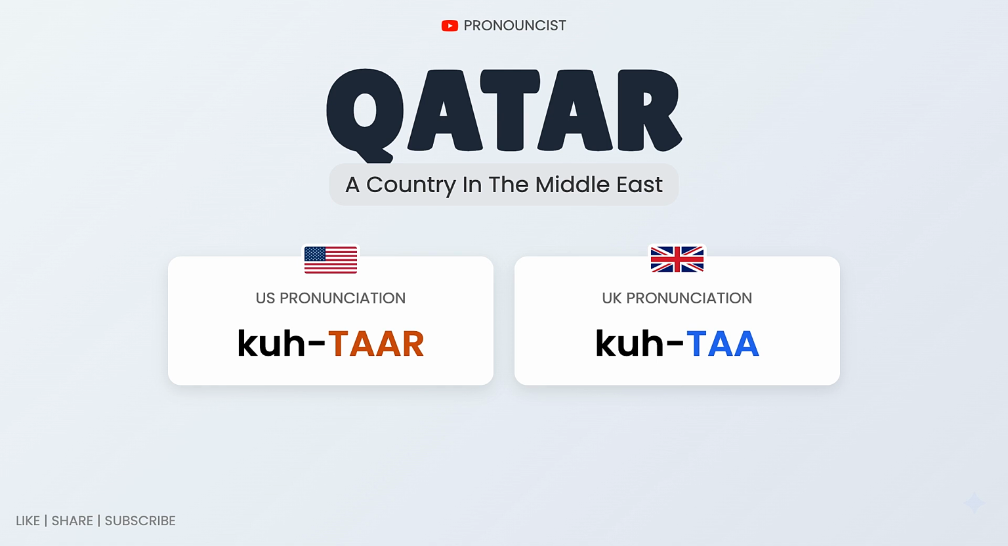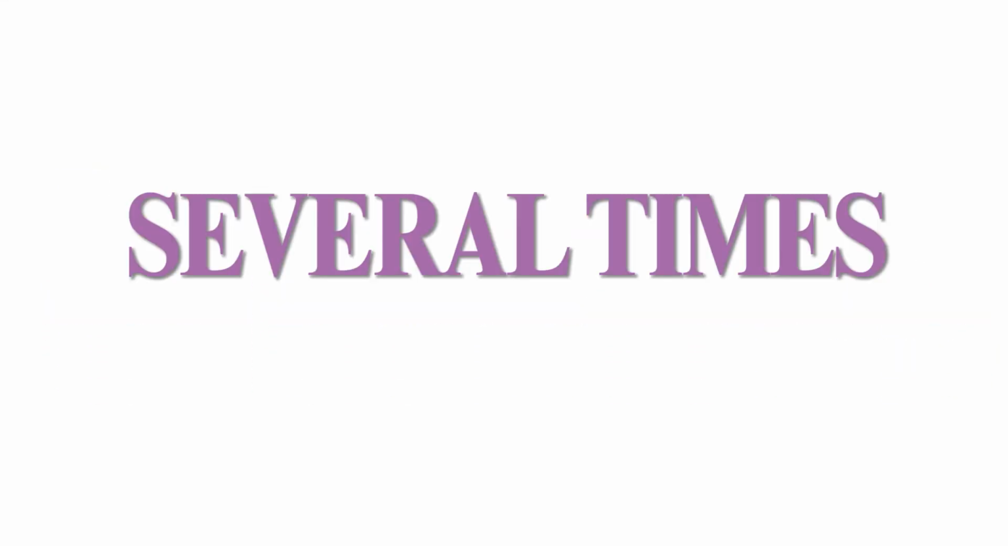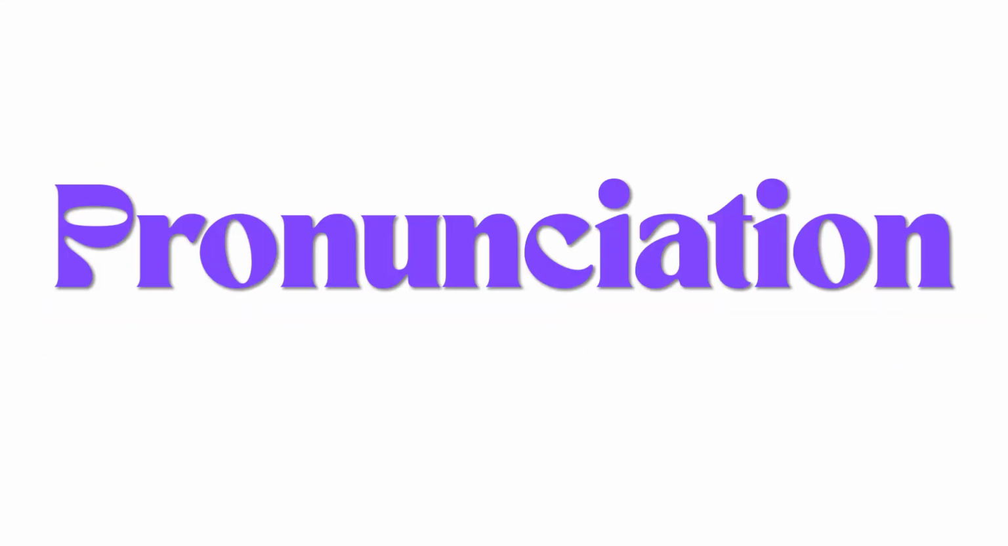Practice repeatedly and you'll soon be able to say this word perfectly. The best way to practice is to repeat the syllable multiple times. The meaning of the word is a country in the Middle East. Try repeating this word several times to improve your pronunciation.